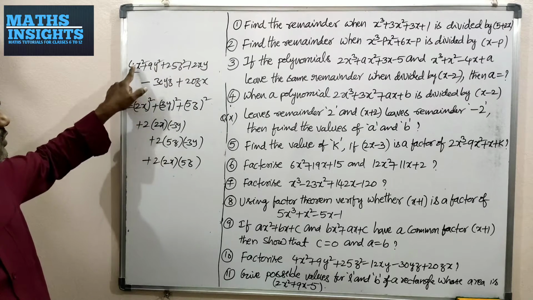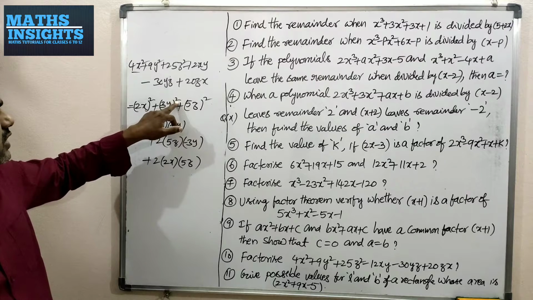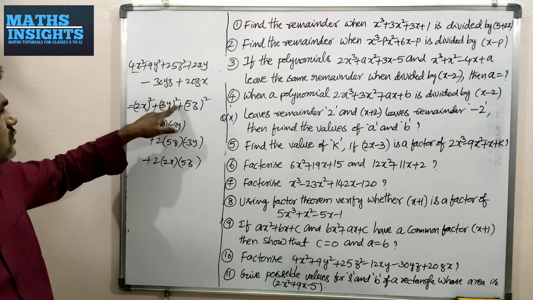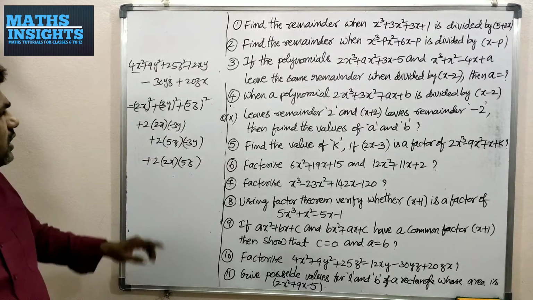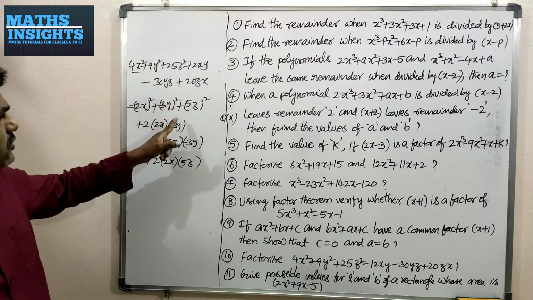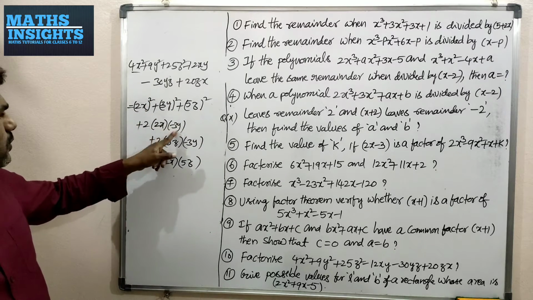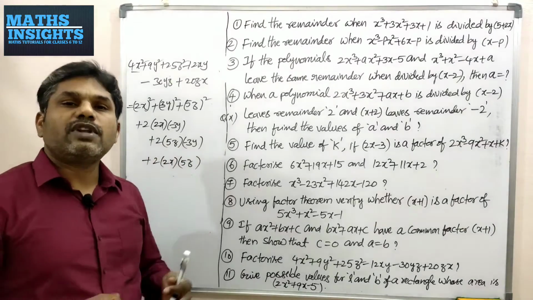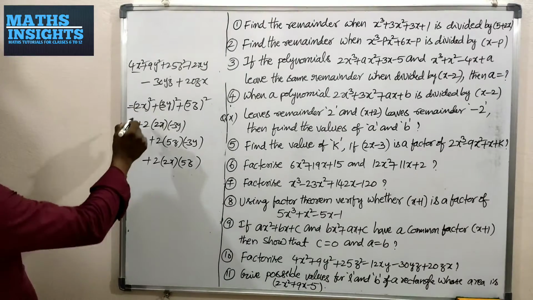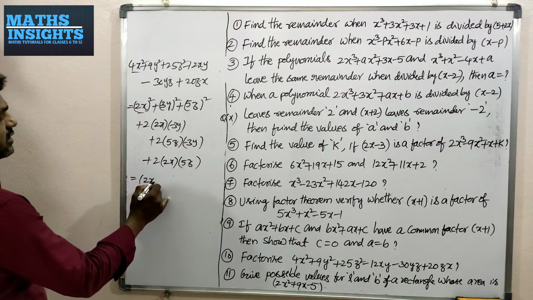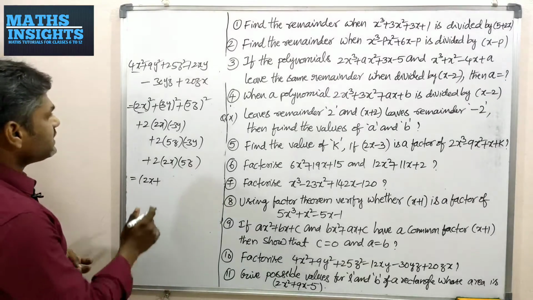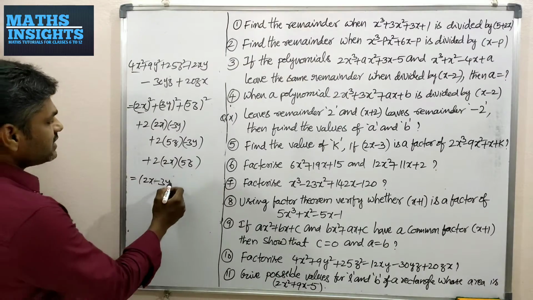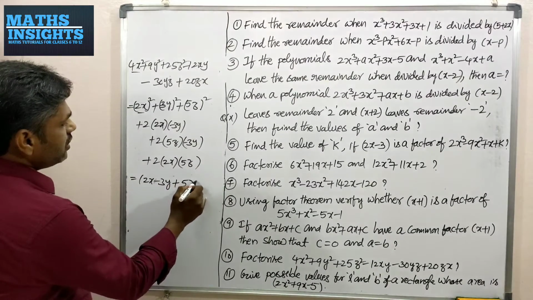So 2x whole square means 4x square, minus 3y whole square means, for minus you have square, it will become plus, therefore 3 square is 9, and y square. See, this is in the form of a square plus b square plus c square plus 2ab plus 2bc plus 2ca, that is equals to a plus b plus c whole square. Here a is equals to 2x, b is actually minus 3y, plus c. C is plus 5z whole square.